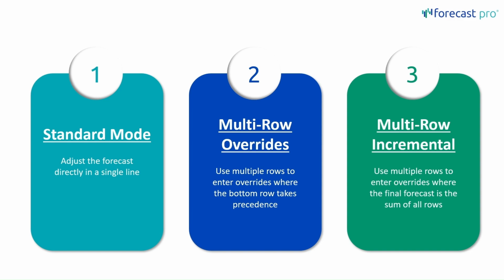In the Standard Mode, you simply have a single line of forecasts that you will adjust directly. Whereas in the two multi-row modes, you will have multiple rows where you can make adjustments. In the multi-row overrides mode, the row order matters, whereas the lower rows take precedent. Whereas in the multi-row incremental mode, each row will be added together to come up with a final forecast. Let's look at these one at a time, starting with the Standard Mode.